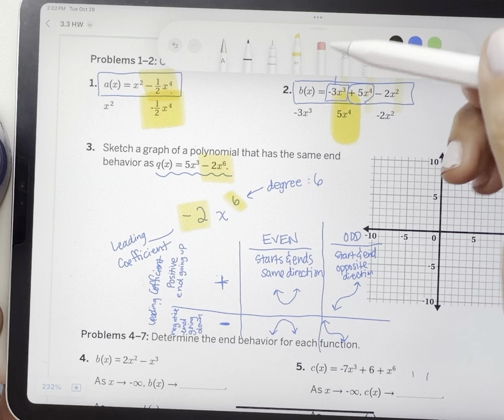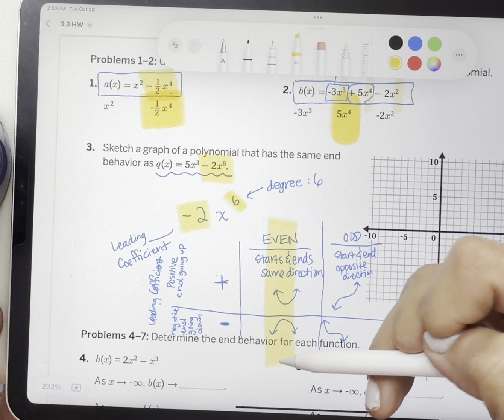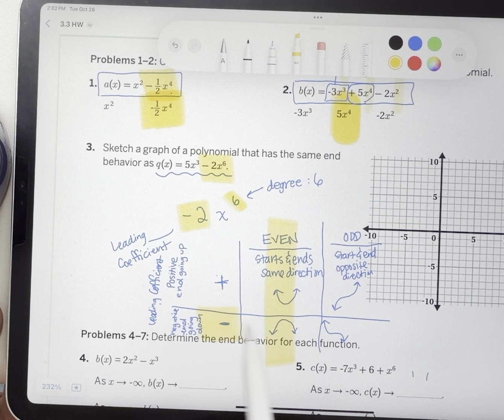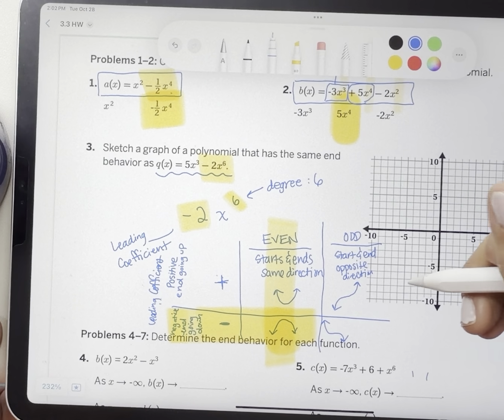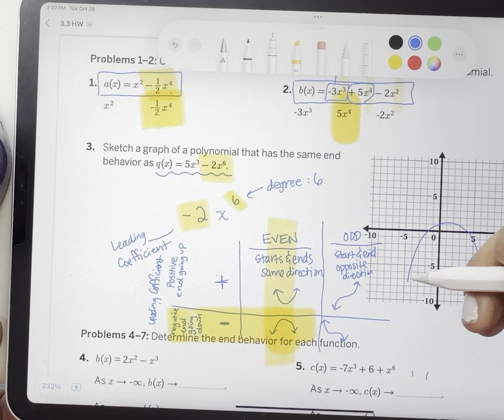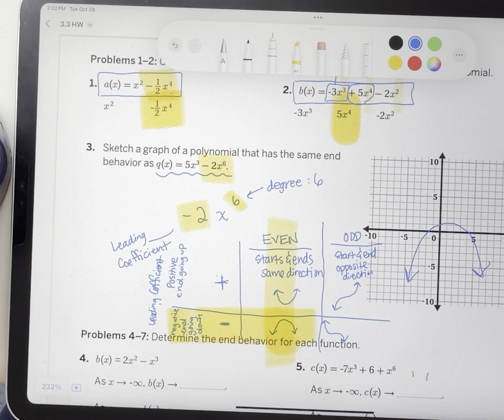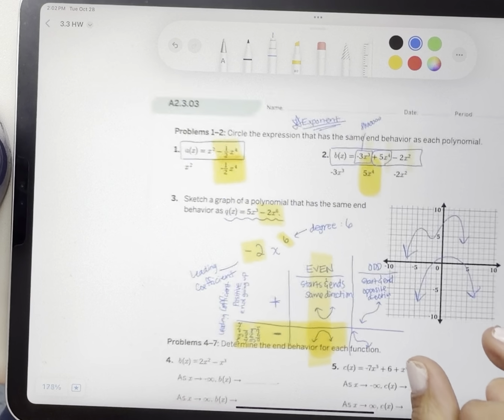If you have even and negative, this is where you're at. You see where they cross, where they overlap? This is a down and down situation. It doesn't matter what you draw on this graph as long as it's down and down. All right? You could have drawn this. You could have drawn anything as long as it's down and down. Okay?